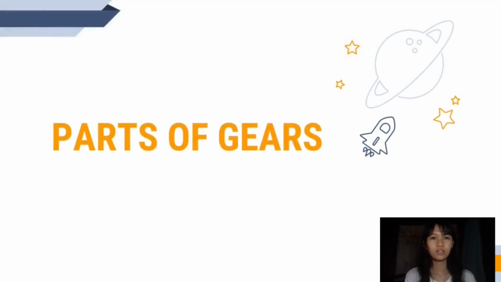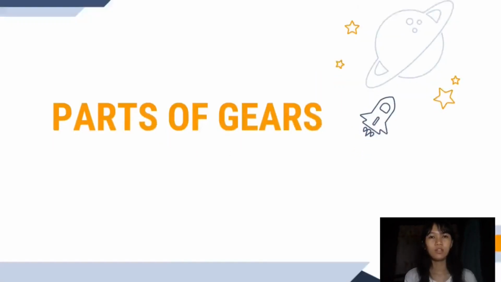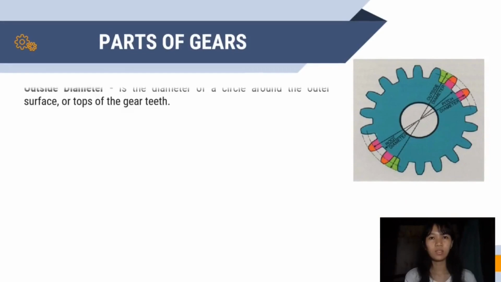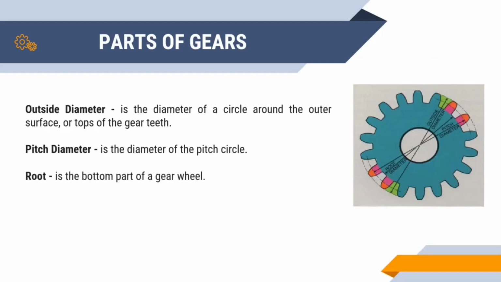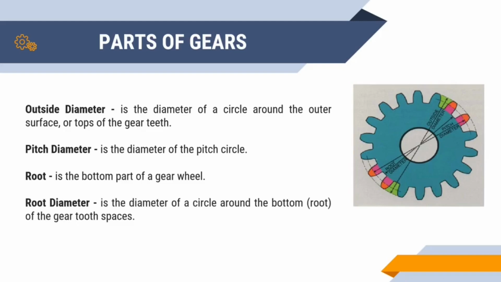Parts of the gears. Referring to the picture on the right, outside diameter is the diameter of a circle around the outer surface or topmost part of the gear tooth, while pitch diameter is the diameter of the pitch circle. The pitch circle is the imaginary circle found at the point where the teeth of two gears mesh. Root is the bottom part of a gear tooth spaces, and root diameter is the diameter of a circle around the bottom or root of the gear tooth spaces.